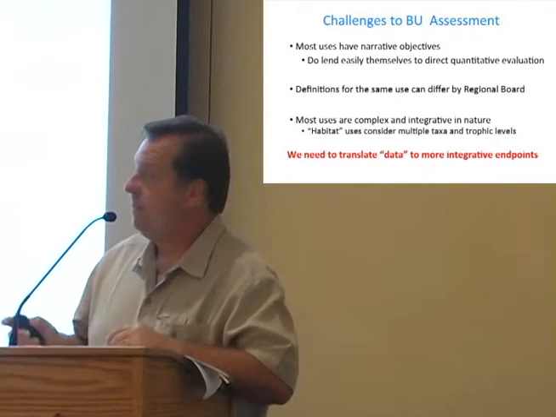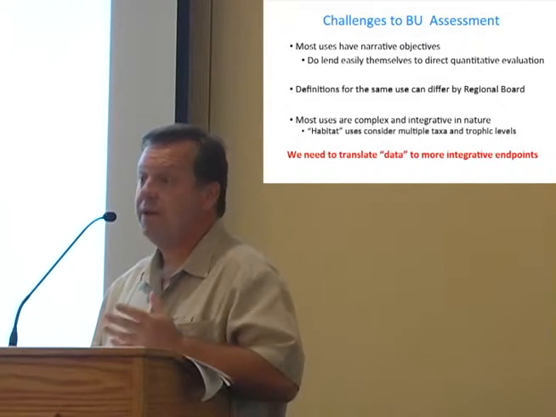You're going to see in some of the definitions that a lot of these uses are very complex and integrated in nature. They're integrating different parts of the habitat, of different taxa. So how do we deal with that? Like I said, multiple taxa, trophic levels, all these very complex ecosystem processes. So again, how do we translate all that data we're collecting to reach these integrated endpoints?